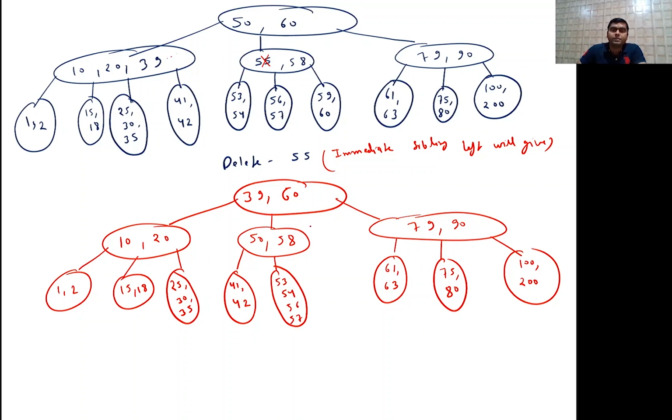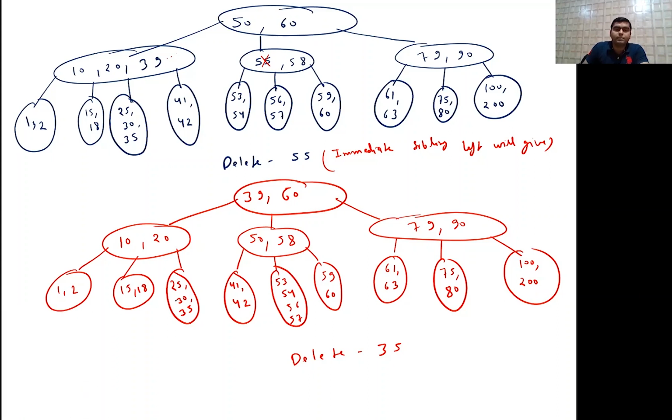And right of 58 is what? Right of 58 is 59 and 60. Okay, so deletion is a little bit different, there are some difficulties, but anyhow, take from the immediate sibling. Okay, if it is not there, then the ultimate thing is merging. Now let us suppose we want to delete 35. Okay, so in case of 35 there is no problem.